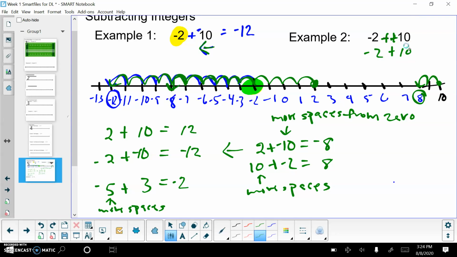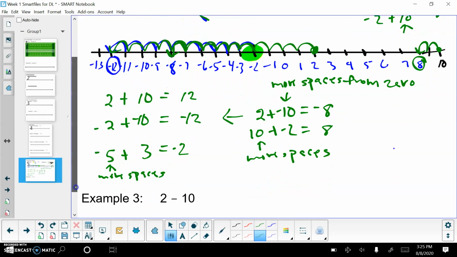So now just think about subtracting. Just think of a 10 plus a 2. Minus a 2. So just think 10 minus 2. Okay, that's going to give me 8. Now, which one is more spaces away? The 10 is more spaces from 0. The 10 is positive, so the 8 needs to be positive.